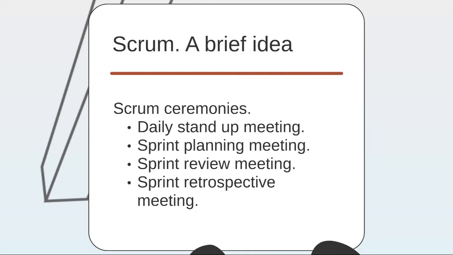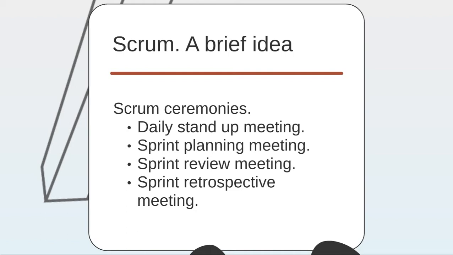And the last thing is the retrospective meeting. It is also at the end of a sprint, probably after the review meeting, and it talks about what has gone wrong within the last sprint, what has gone right in the last sprint, and also what improvements we can make to improve our process in the upcoming sprints.